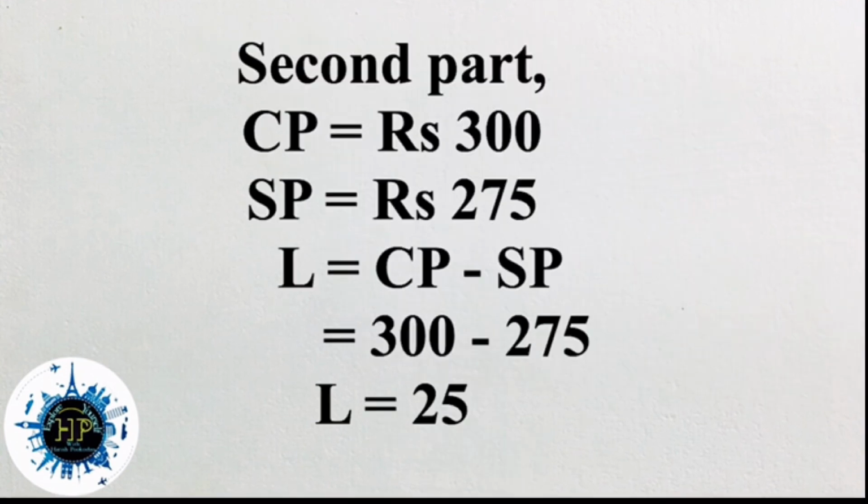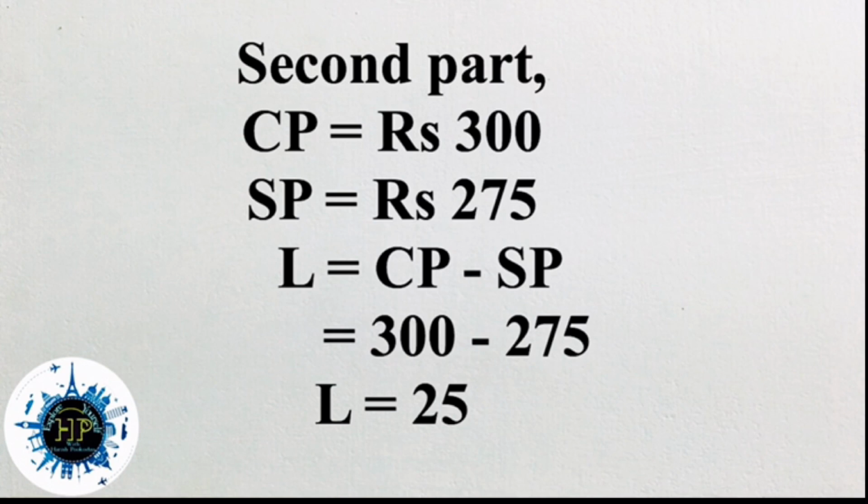So we can move to the second part. The question asks, if we are selling the product for rupees 275, what is the percentage of loss or profit? Let us see whether it is profit or loss. Here the cost price is 300. If you are selling for 275, definitely it is a loss, because selling price is smaller than the cost price. So first of all, we need to write the things we got. We know the cost price is 300 rupees. We know the selling price also, that is 275 rupees.